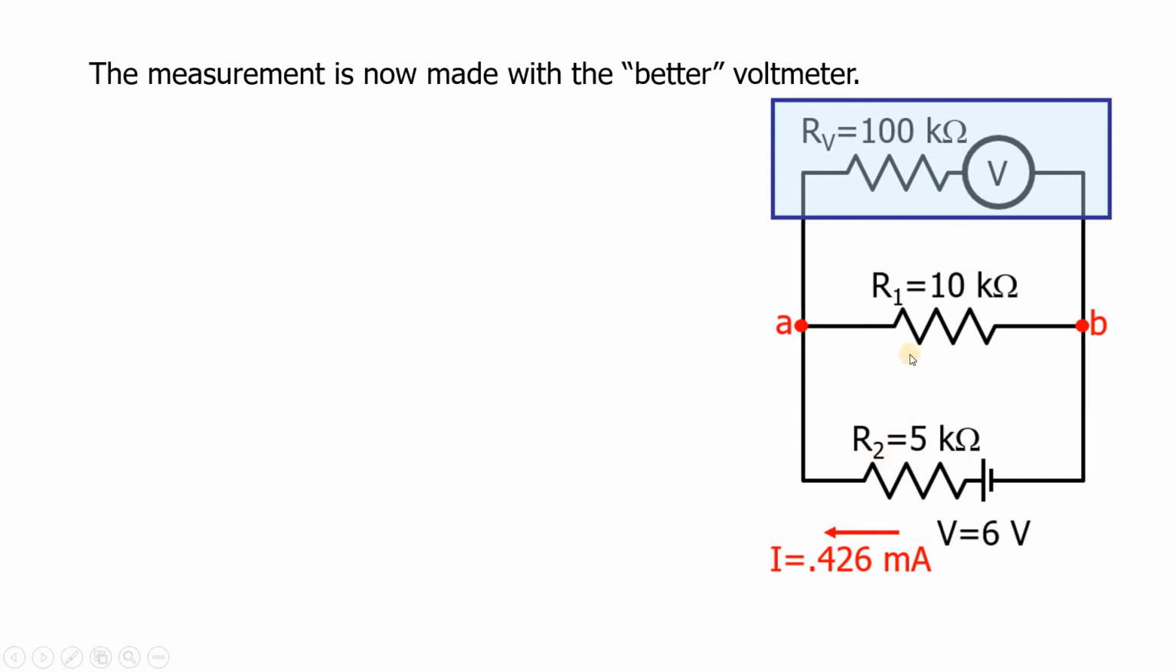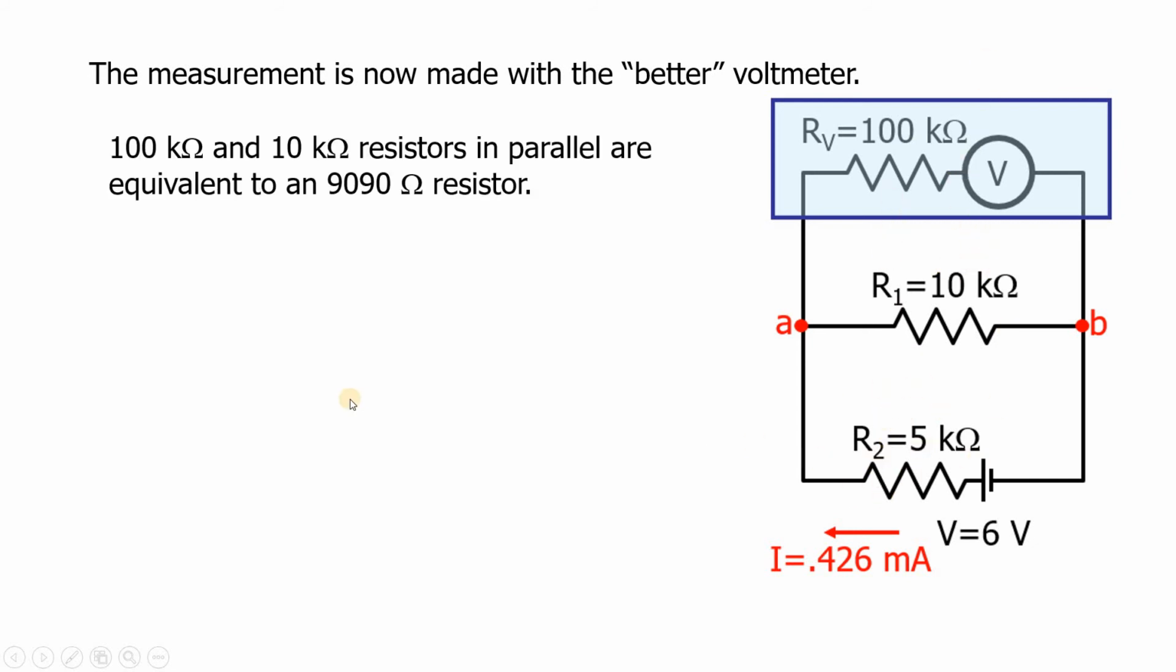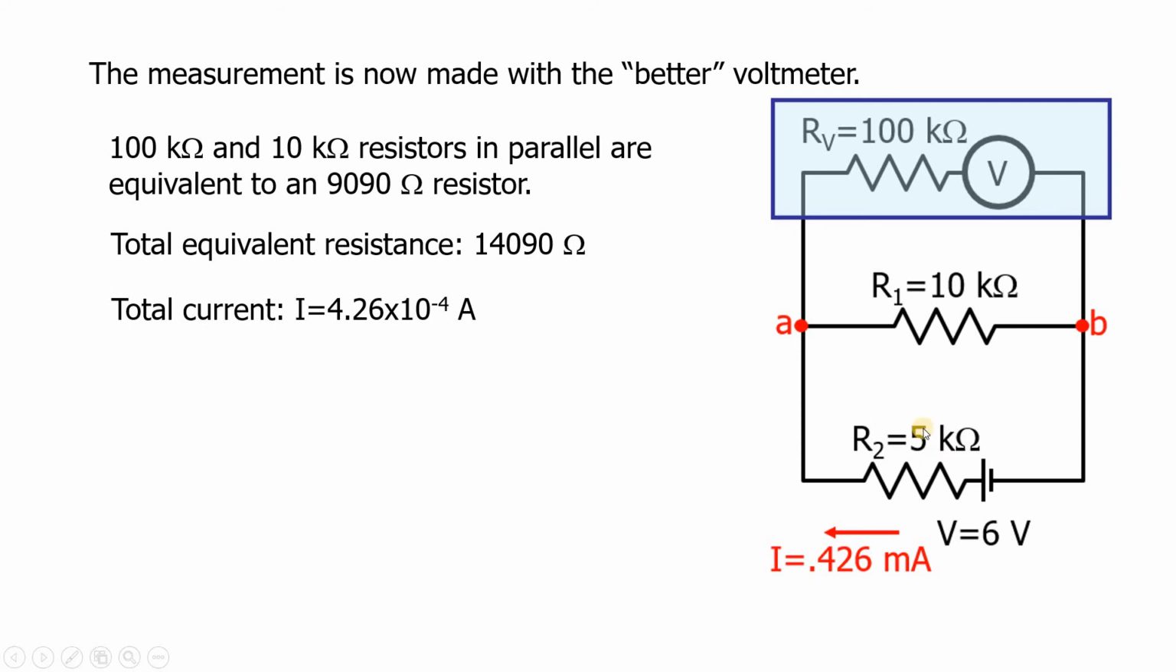And these two are in parallel, which is in series with 5 kilo ohms. Finally, the total equivalent resistance is 14,090 ohms. And the total current is 6 by 14,090. We will get 4.26 into 10 to the power of minus 4 amperes.